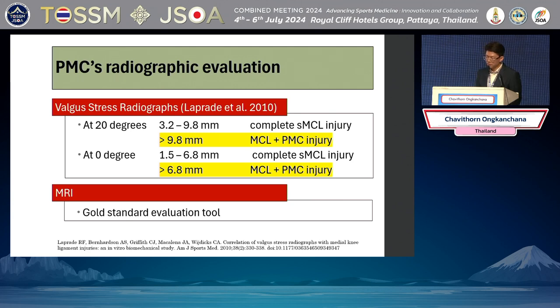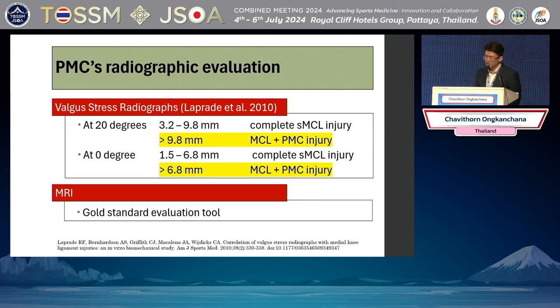Since the physical examination is still quite subjective, in 2010, Dr. LaPrade et al. reported a result from their biomechanical cadaveric study showing a correlation between the grade of medial knee injury and the contralateral difference in gapping on valgus stress radiographs. An increased gap of more than 9.8 millimeters at 20-degree knee flexion and 6.8 millimeters at 0-degree flexion were found to be correlated with MCL and PMC injury.